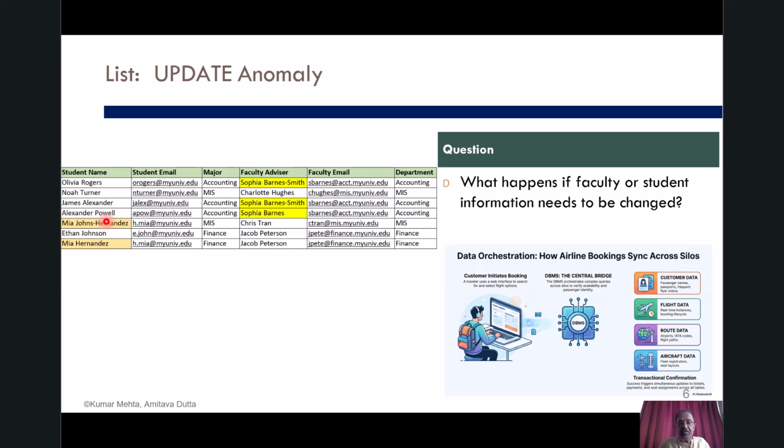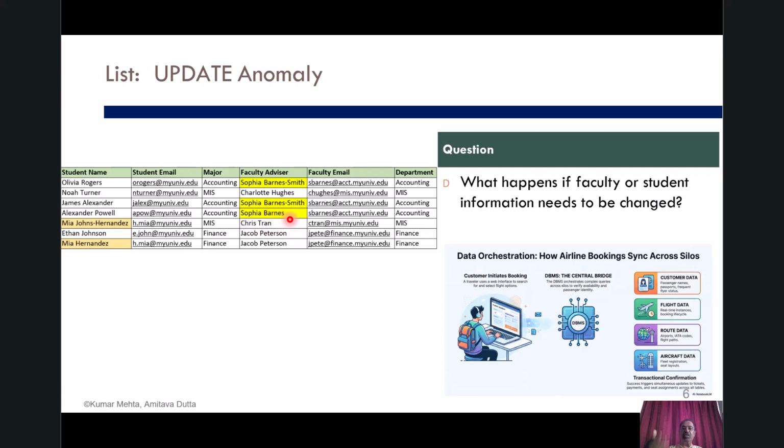Okay, so this is a consequence of redundancy, and the redundancy arose simply because you put all the information that you needed for the database in one big list. Because Mia Hernandez is a double major, by putting everything into one big list, you had to list her name twice. And in the process of doing that, you opened yourself up to the possibility that there might be inconsistency in the record. The same thing here with faculty advisor Sophia Barnes.